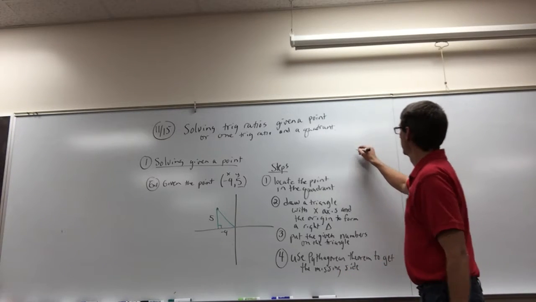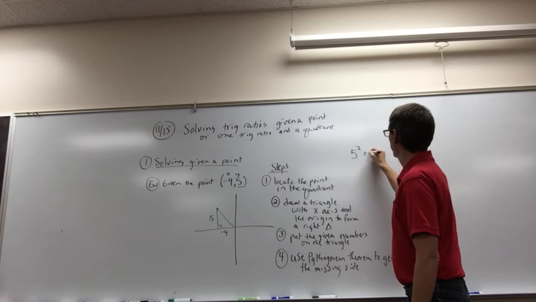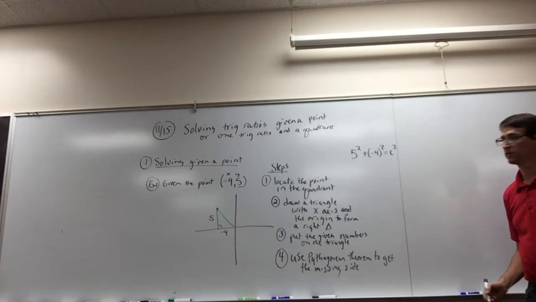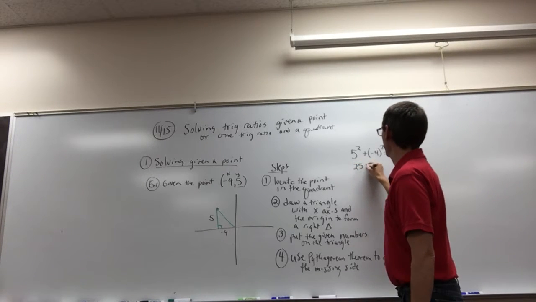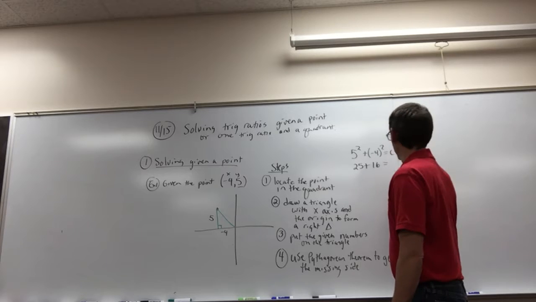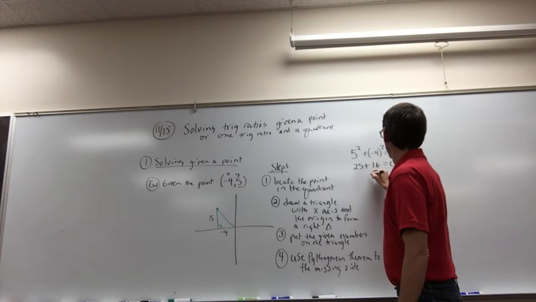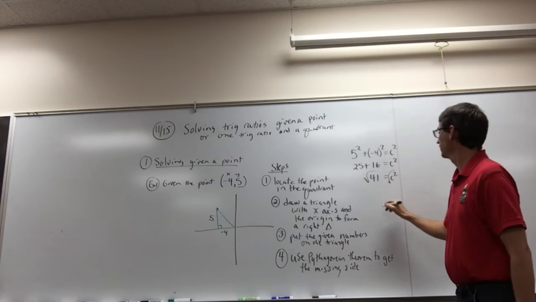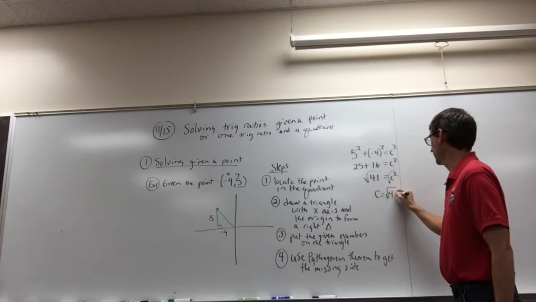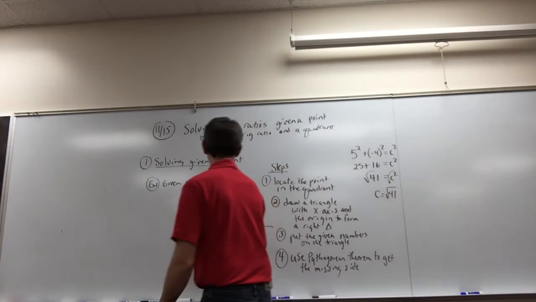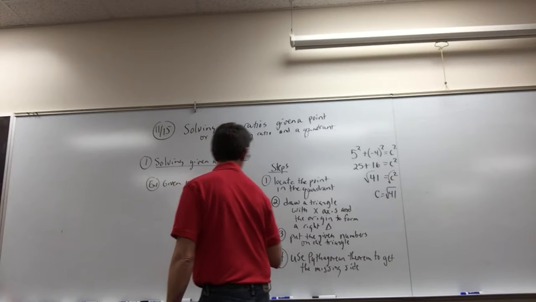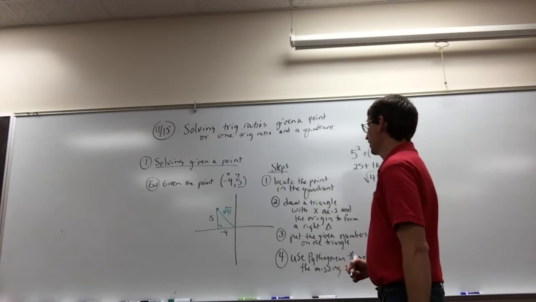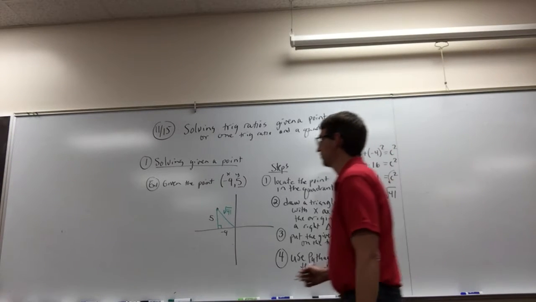So we're going to take 5 squared plus -4 squared equals c squared. Using Pythagorean's theorem, we get 25 plus 16 equals c squared, which is 41, and then you square root that, and you get c equals the square root of 41. So you're going to add that to the triangle, and then it's really no different from what we did earlier this week, where now you're going to find the different values.